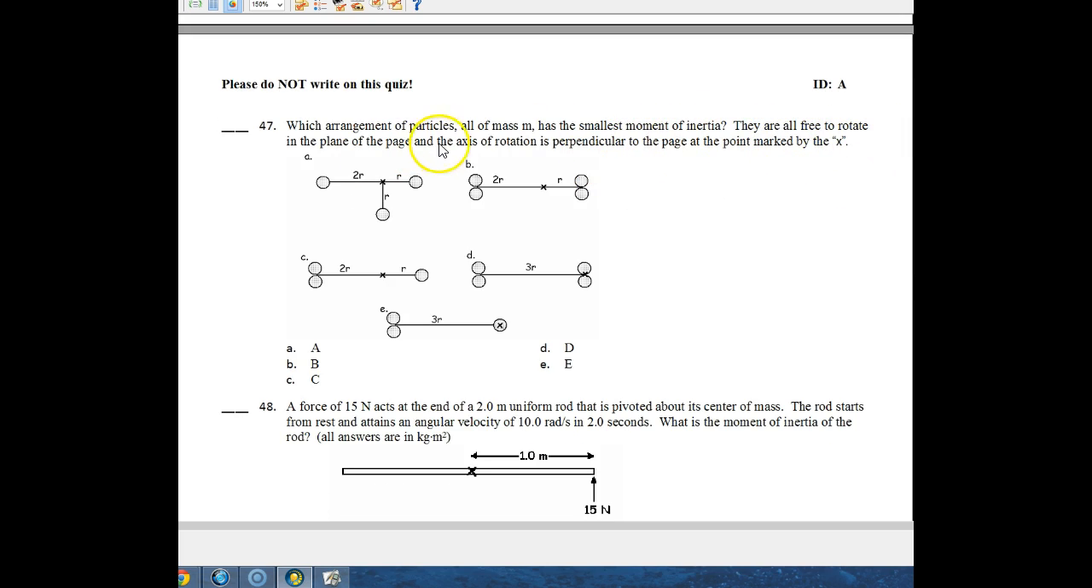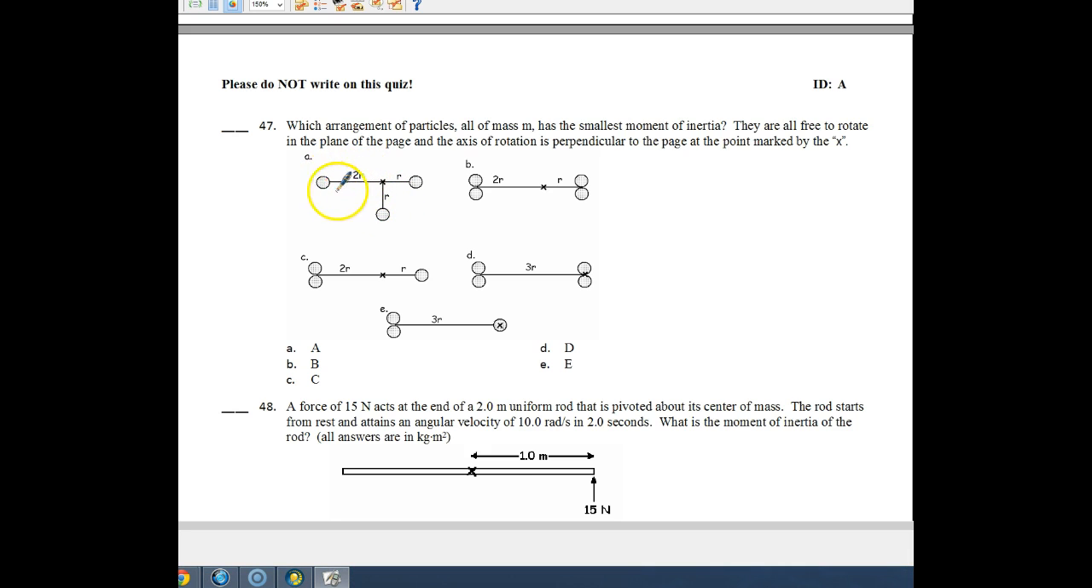They are all free to rotate in the plane of the page, and the axis of rotation is perpendicular to the page at the point marked x. So it's rotating around the x for each one of these. Let's go ahead and think about this one. We don't need to worry about positive and negative. We're just looking at the moment of inertia of the entire system, so it's really just the sum of all the moments.